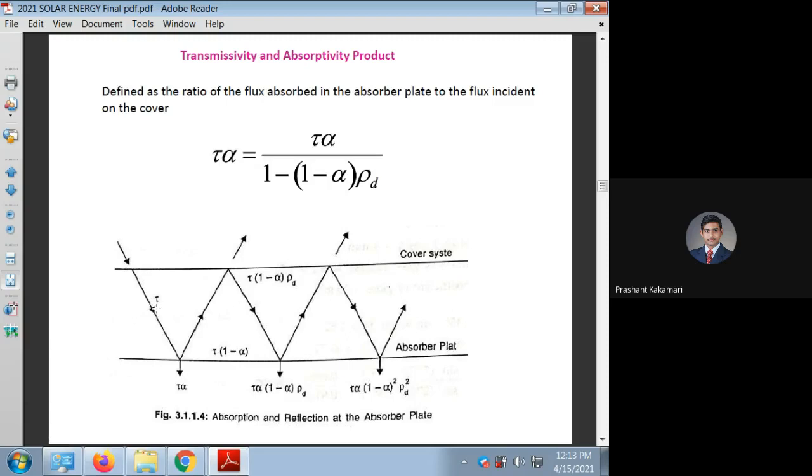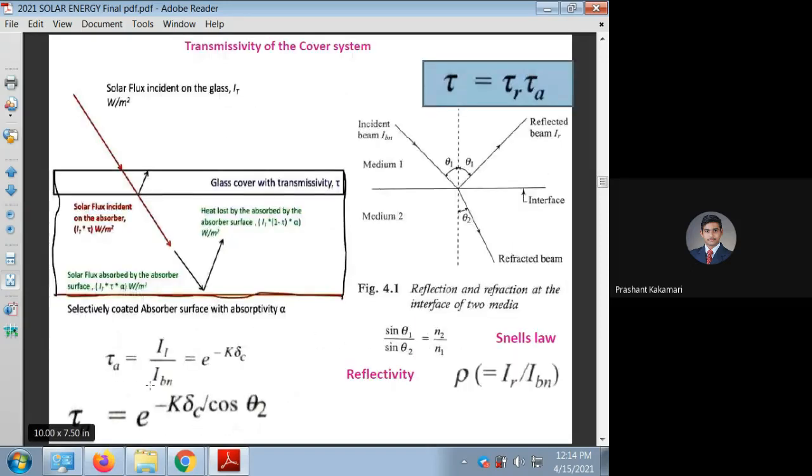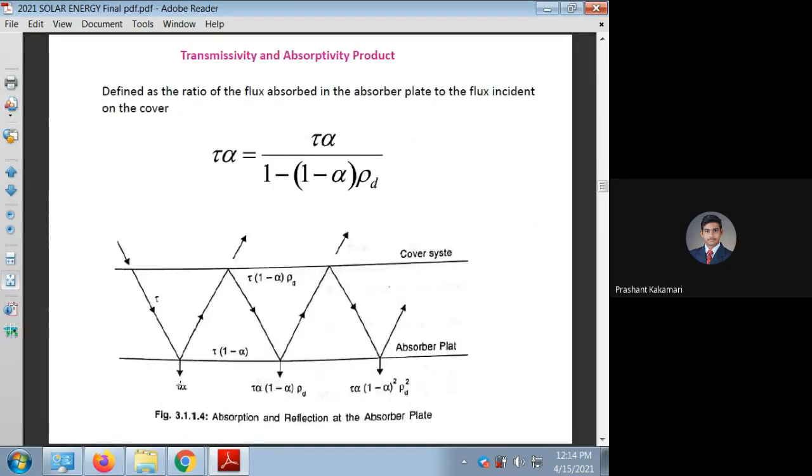Through this glass cover we have transmission due to reflection or refraction, that is tau, and alpha is the absorbed radiation. Some radiation is absorbed by the cover system also. The effective radiation in one cycle will be tau into alpha, or you can also multiply with the incident radiation, as we discussed in this sketch: total radiation into tau into alpha. After this one cycle, in the next cycle, some energy will be reflected back. Some short wavelengths will be lost to the atmosphere, and long wavelengths will be reflected back.